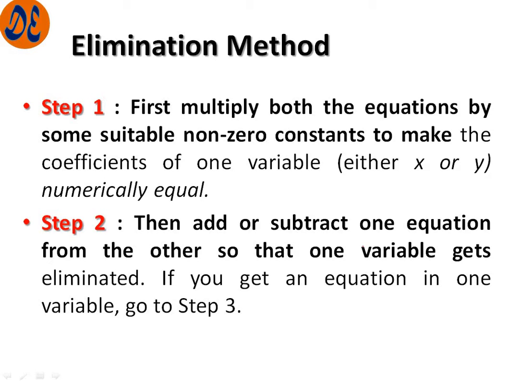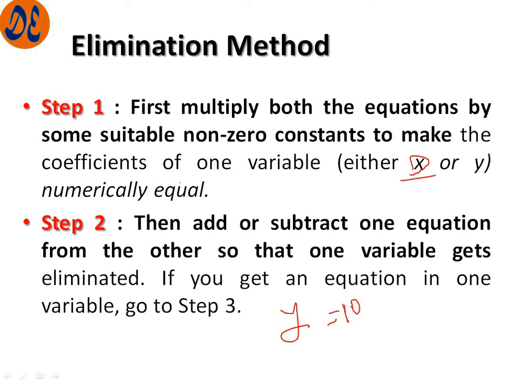Now after adding or subtracting both the equations, there are three possibilities that we get. Possibility number 1: we will get an equation in one variable. Suppose we have eliminated the variable x, so we will get y is equal to something, suppose 10. If we get y is equal to 10, that means the value of y is obtained. Now if we substitute the value of y in any one of the equations, we will get the value of x. So this is situation number 1.